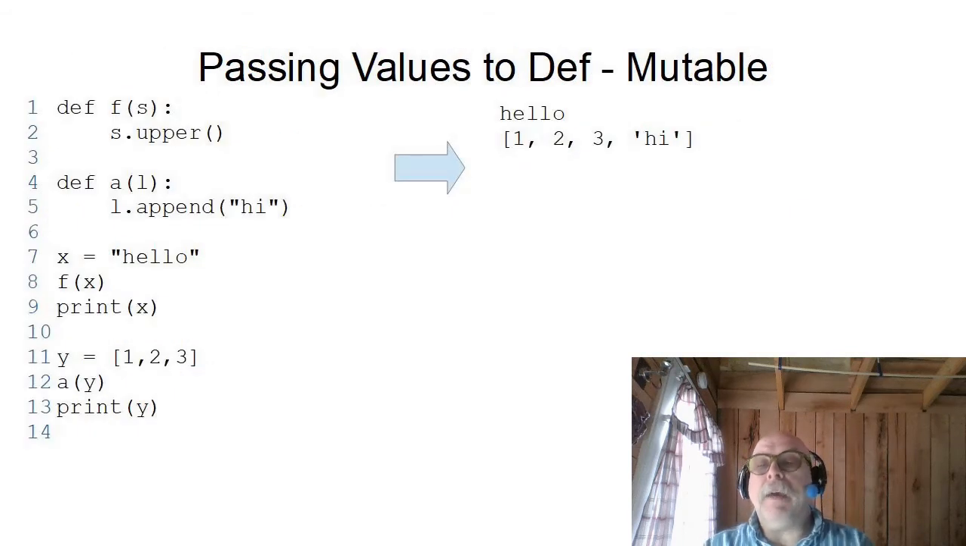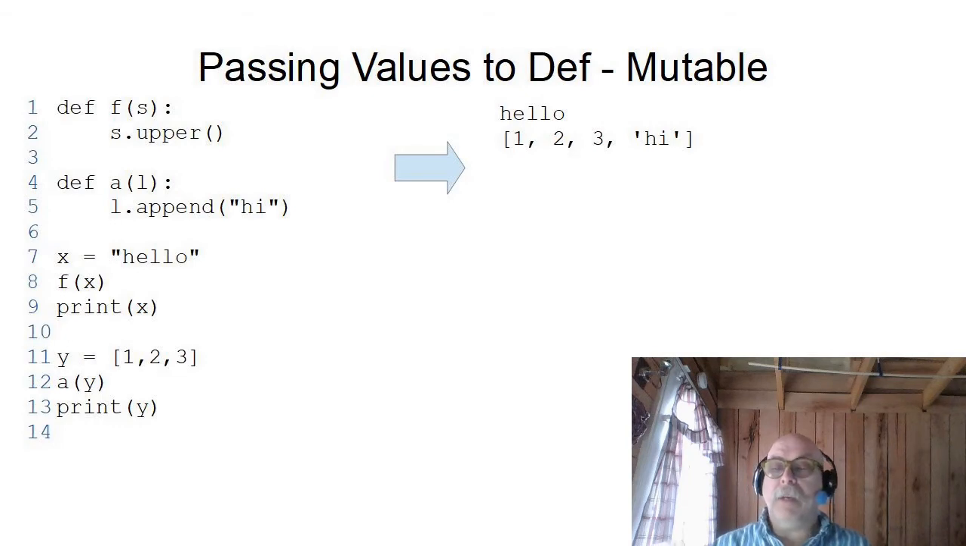So here in this example, I have two functions. I have a function called f and a function called a. You can see the definition for f on line 1. You get a variable s in the function, and I do s dot upper, which converts s to uppercase. And we're going to see if that changes the value outside the definition. We know it changes the value inside the definition. The second definition appends hi to a list.